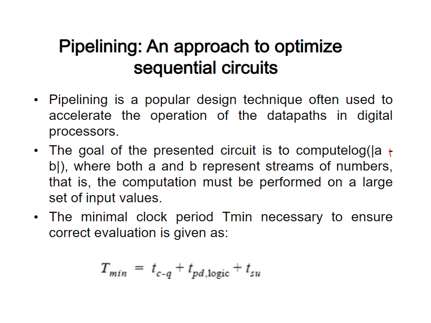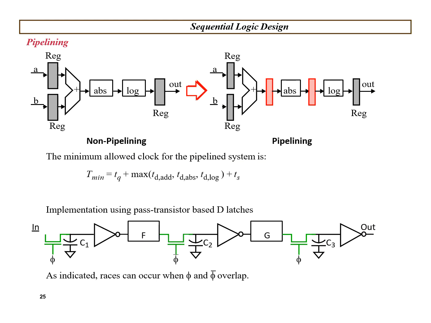So the minimum clock period, T minimum, is necessary to ensure the correct evaluation. This T minimum time should be given. So this is propagation delay, setup time and input to output time. So this is your log of modulus of A plus B, without pipelining architecture. The second architecture is with pipelining. This is the operation we need to perform with the help of the pipelining concept.